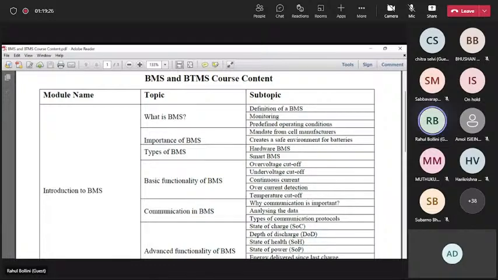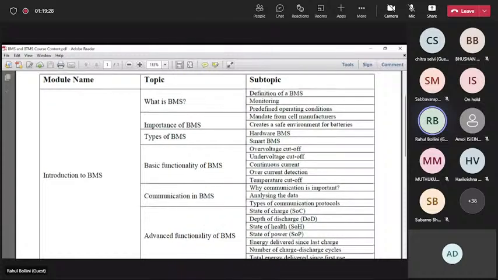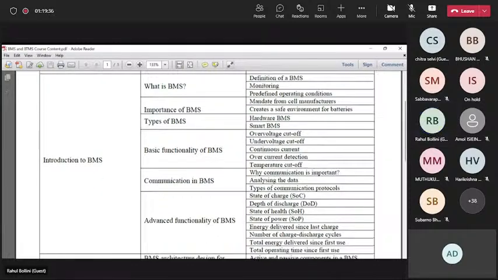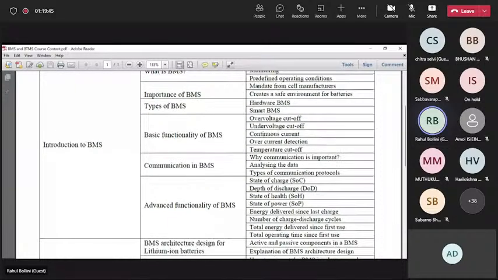Now you can say operating mode for computers. And then types of BMS: there is hardware, and then there is software or smart BMS. Basic functionalities of BMS, there are 5 functionalities: upper voltage and under voltage, continuous current, lower current detection, temperature cutoff. So BMS does not regulate the temperature, it only acts when it feels high temperature. So regulation comes in BTMS, which I'll be coming to shortly.